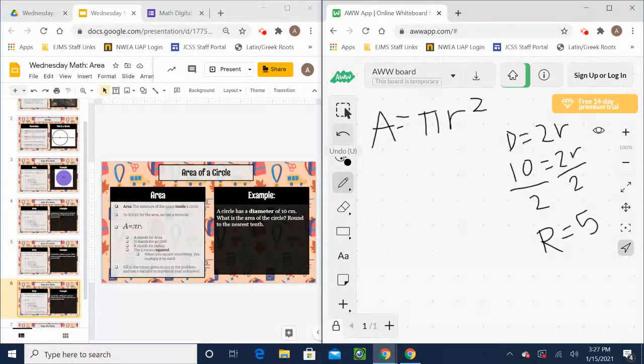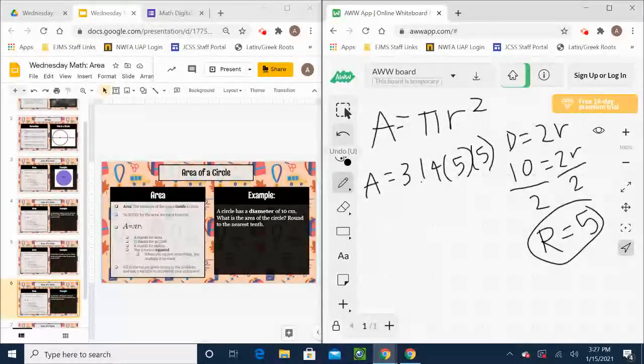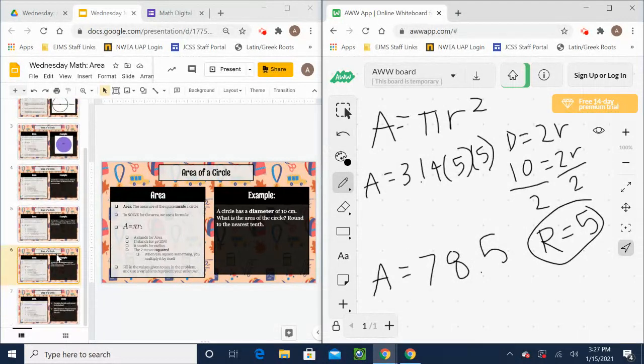Okay, so now it's business as usual. Okay, we've got 3.14 for pi. My radius, notice that's 5, and I'm going to square that, meaning I'm going to multiply it by itself. So 3.14 times 5 times 5. And that gives me 78.5. And that one didn't have to round anything. It just came out nicely.